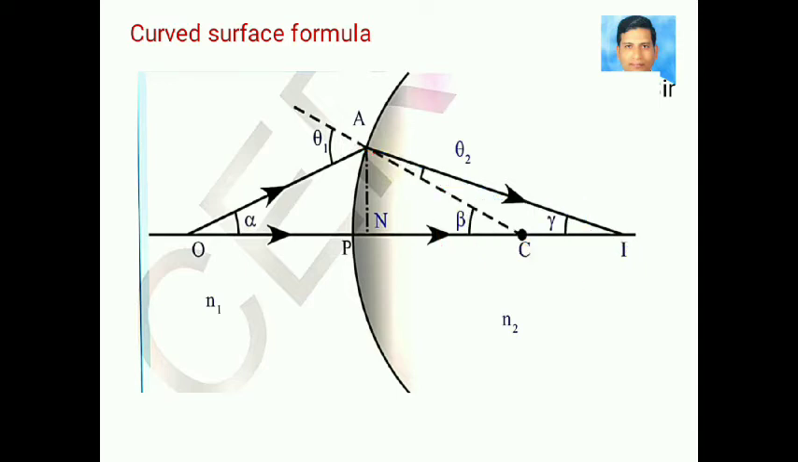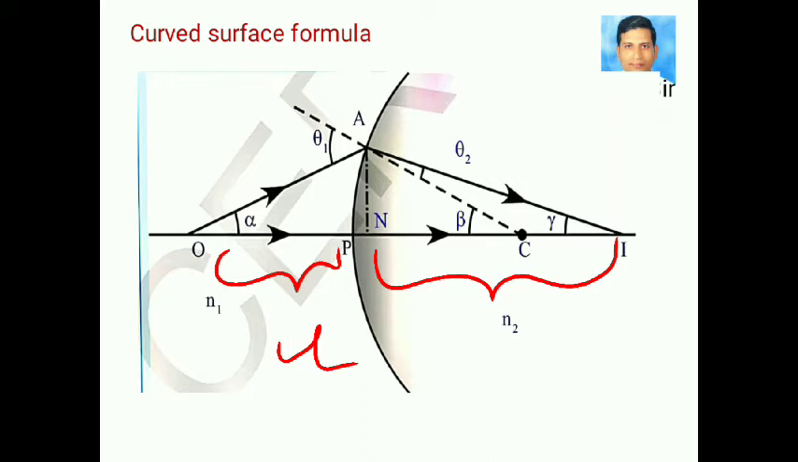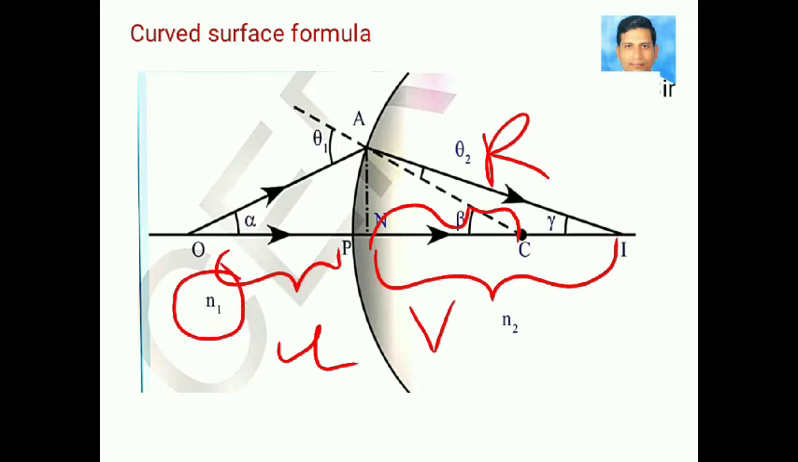In this figure, PO is the object distance, which is denoted by small u, and PI is the image distance, which is denoted by small v, and PC is the radius of curvature, which is denoted by capital R, and n1, n2 are the refractive indices of the two media respectively.